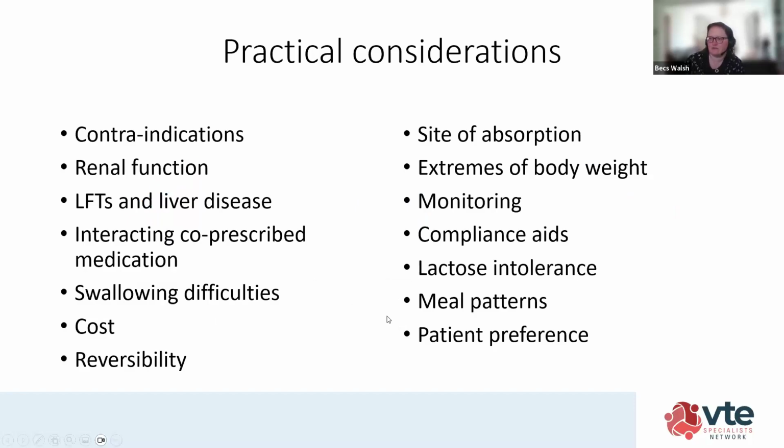So these are the sorts of issues that we'll be discussing, and as we go through, we'll tick them off, and whatever we don't cover in the case studies that we present, we'll come back to at the end. So some obvious ones: contraindications, co-prescribed meds, some of the big hitters, renal function, extremes of body weight, some of the well-known issues with the DOACs, a little bit about some of the other issues too.